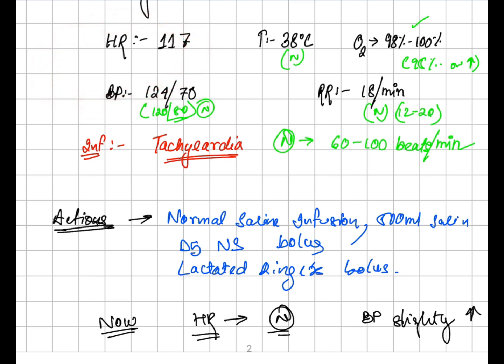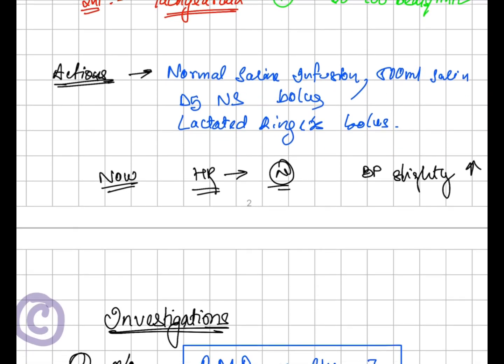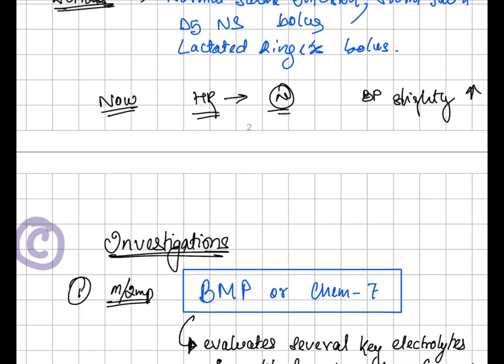Okay, so we will give saline infusion, 500 ml saline or N5 bolus, to decrease the heart rate and bring it to normal. After this, we will investigate. Now comes the proper investigations to correctly diagnose it.